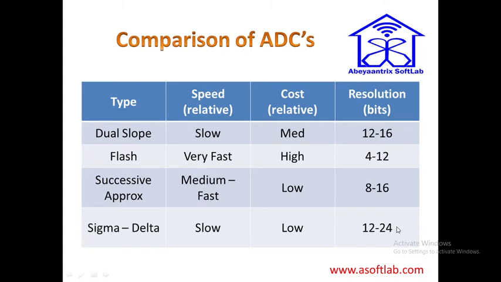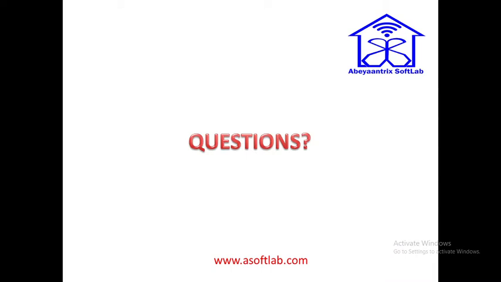As I said earlier, if you want more accuracy but don't care about the speed, when you are looking only for accuracy, then go for the sigma delta. When you want both, I want to finish the conversion in minimal time and at the same time I require high resolution, then go for the flash type ADC. So based on the application, you can choose the different types of ADCs. Okay, so this is all about the ADC conversion process.